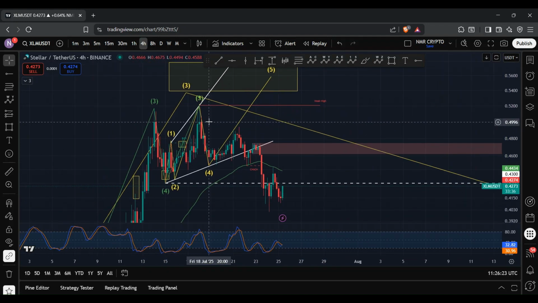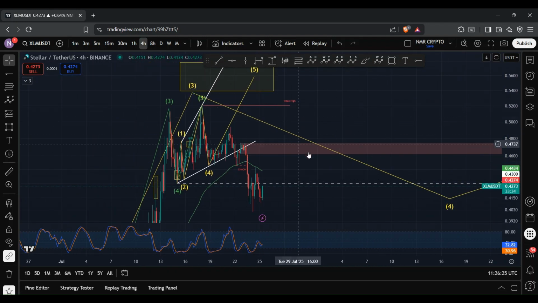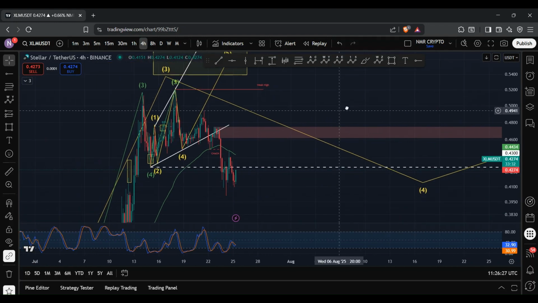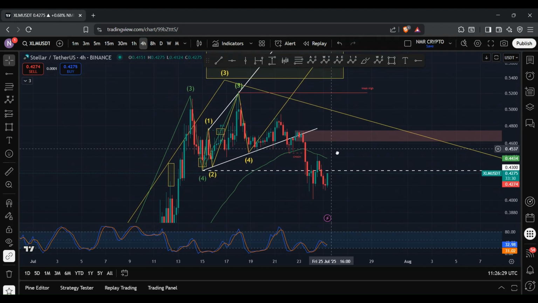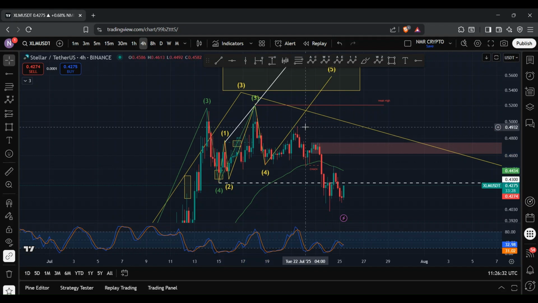And so what I'm looking at right now is for XLM to be within this fourth wave to the downside. And we'll see that final push to the upside to complete the fifth wave. And so what I'll do is remove this since we no longer need it.